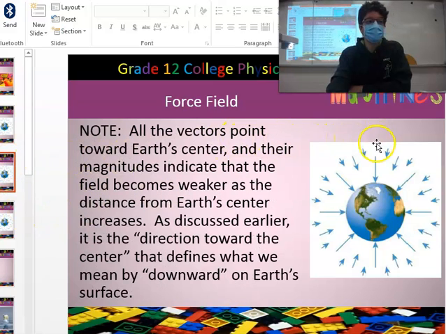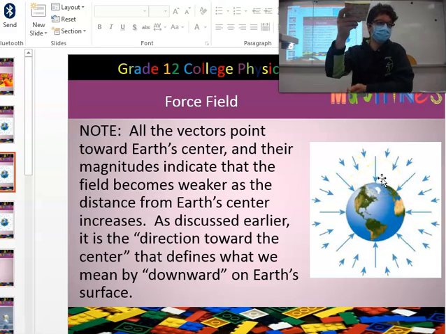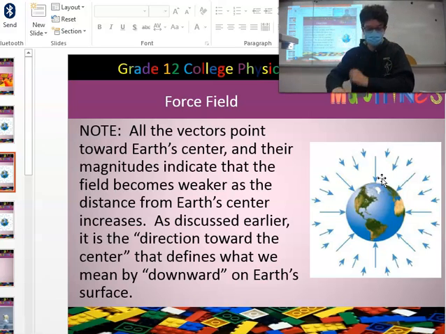Now, it's important to note that gravitational field does have a vector property. Notice that the arrows are all pointing downwards, which, I mean, makes sense. If you drop something, it goes downwards, right? Anything with mass in the field will feel a force downwards.